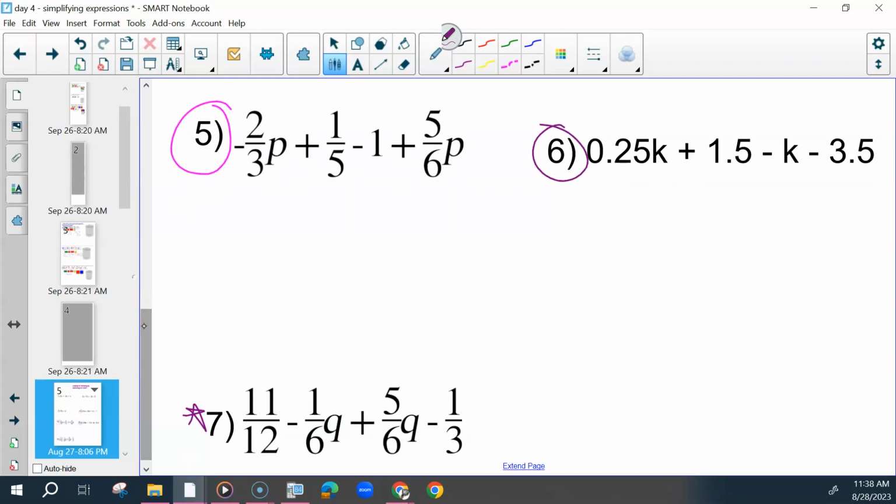The process here is the same as what we were just doing. It just looks more complex because it's decimals and fractions. So we're still going to look for our like terms, which are what? 0.25k, negative k, and then the constants are 1.5, and then negative 3.5. So those are our like terms, and we're going to combine them just like we did before.